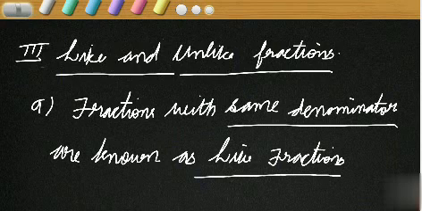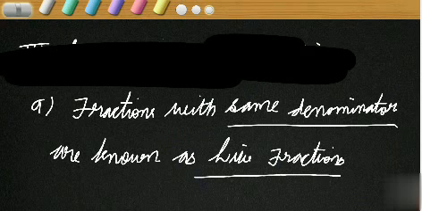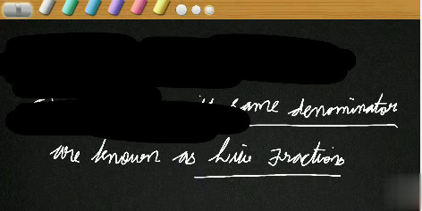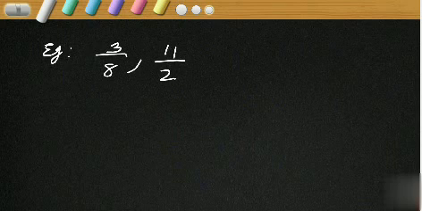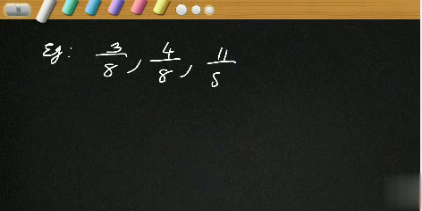Okay, please try to write some examples of like fractions. Try to find out some examples yourself. Can you write? Okay, let's try. 3 by 8. Then, can we write 11 by 2 here? No, this won't be a like fraction of 3 by 8. Like fractions should have the same denominator, isn't it? So, 4 by 8. Then, 11 by 8.